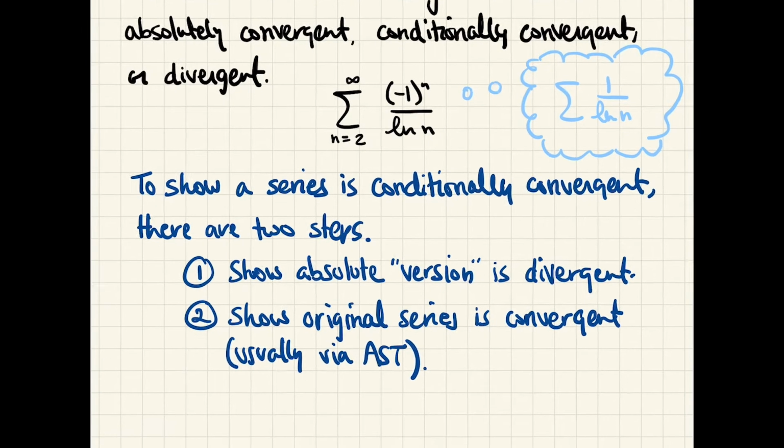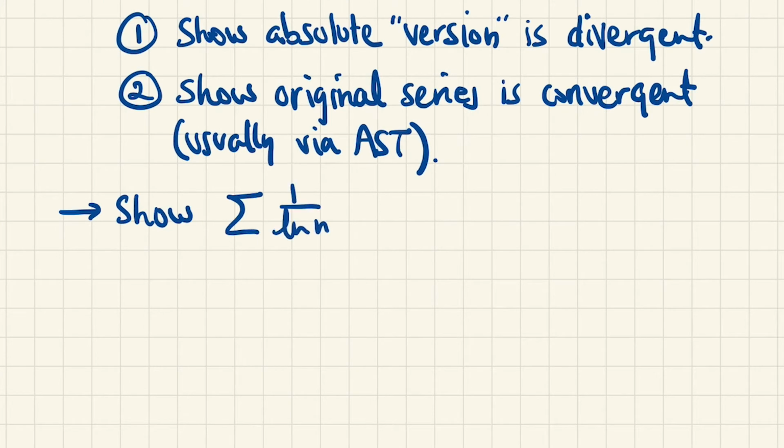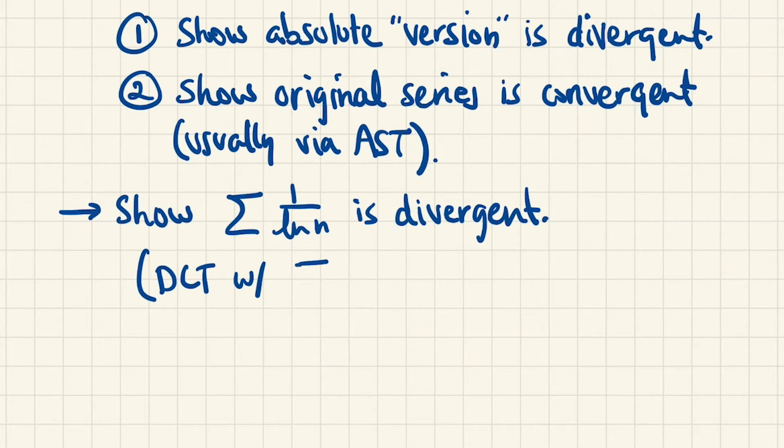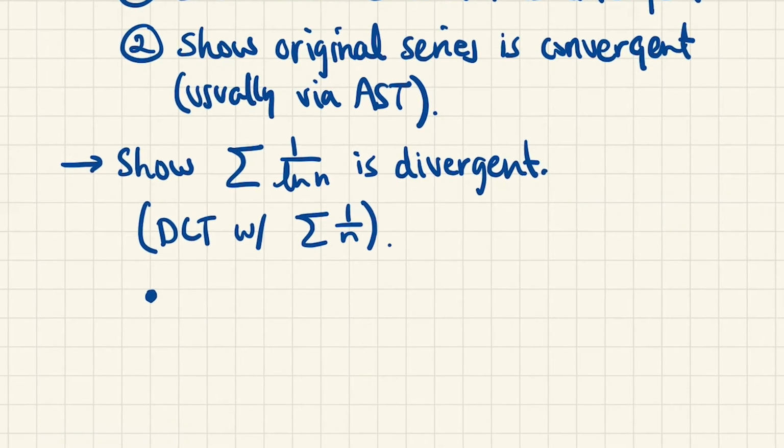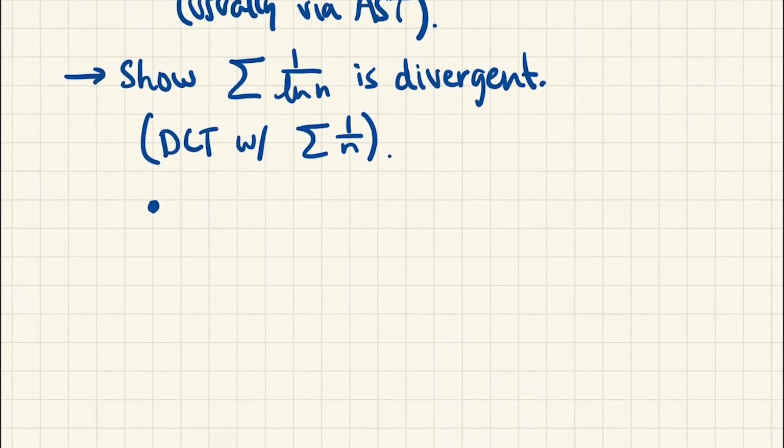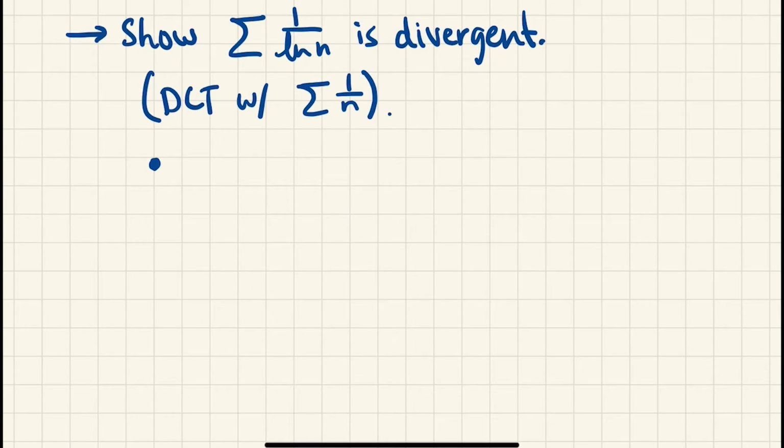Okay, so let's do both of those things. So we'll start by showing that this series is divergent. And we will use the direct comparison test with the harmonic series. Direct comparison test we know is 3 steps. So the first step is establishing the comparison. So 1 over natural log of n is certainly greater than or equal to 1 over n. That's true.